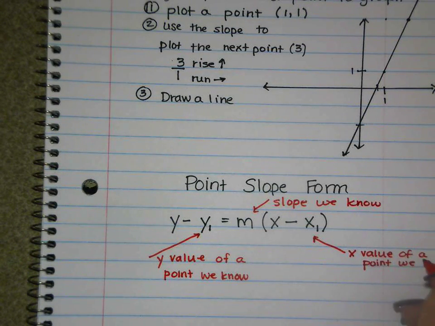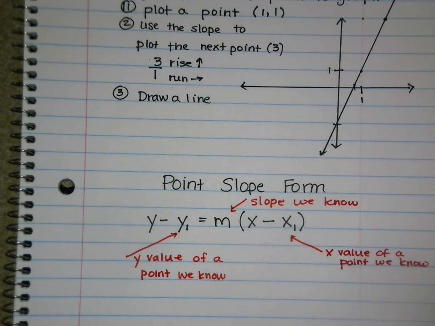And ultimately what we're trying to do is get this into the y equals mx plus b form. So we're trying to get everything down into mx plus b form. So if they're asking you to leave it in point slope form, you're going to just plug everything in and you're going to leave it.